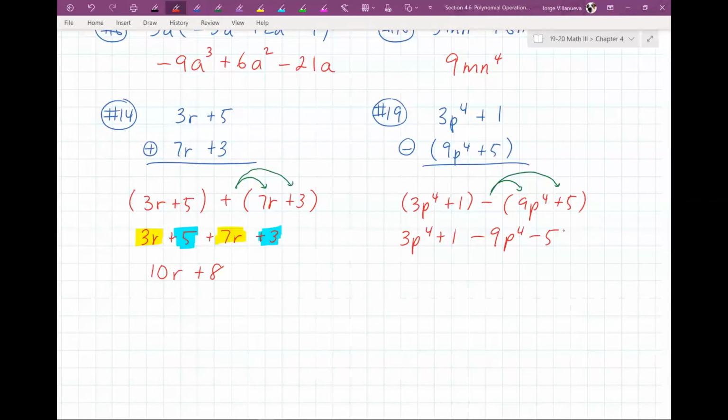So 3p to the fourth minus 9p to the fourth, that'd be negative 6p to the fourth. And then a 1 minus 5 will be a negative 4. Remember, these are like terms. And then the 1 and the minus 5, those are like terms. So just combine your like terms. And then that's it. All right, so that's the front side.